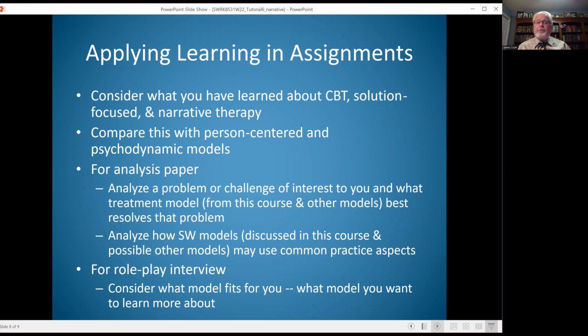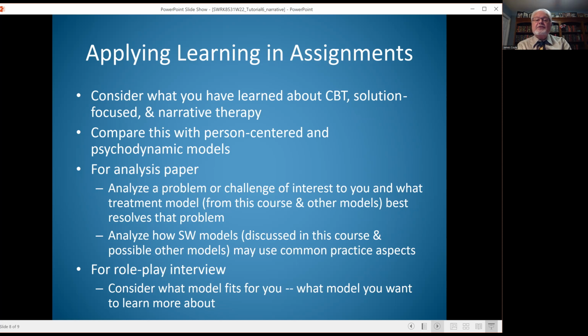So for the analysis paper, you're either going to analyze a problem or challenge of interest to you and choose something that you either work on now or you're interested in learning more about. And what treatment model, whether it's from this course or other models, best resolves that problem. That's the goal. And you're going to be doing that a lot in practice, because when someone comes in and they have something new, you say, gee, what's the best thing for me to do with them? Then you do a little bit of research and you find, okay, what's been written about it? What does the research say is the best thing to do that's going to be most helpful to them?